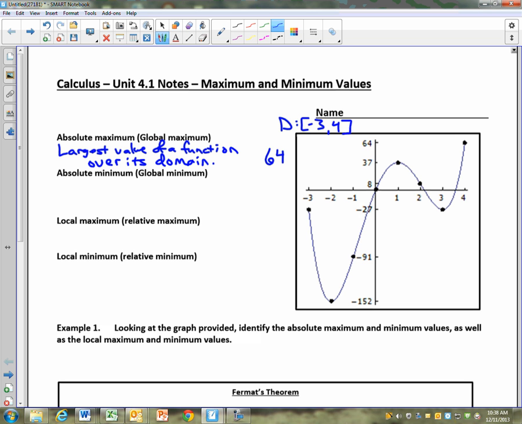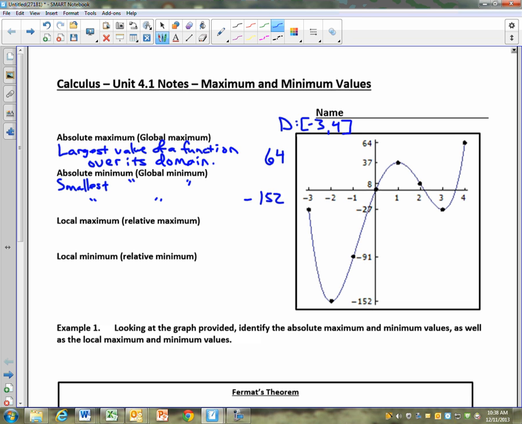What do you think is absolute minimum? Smallest, yep. What is the smallest value that this function attains over that given domain? Very good, -152.